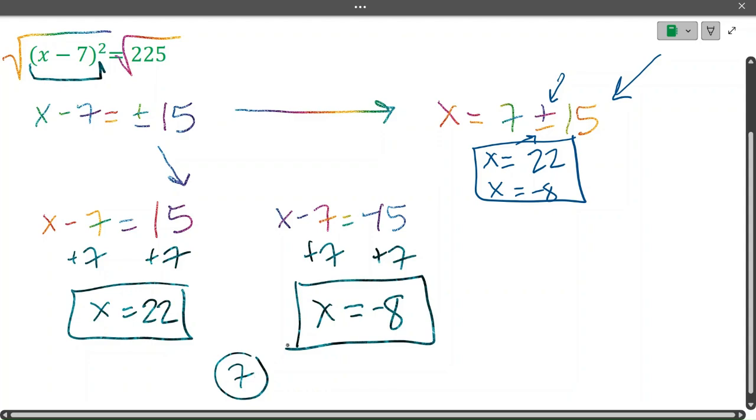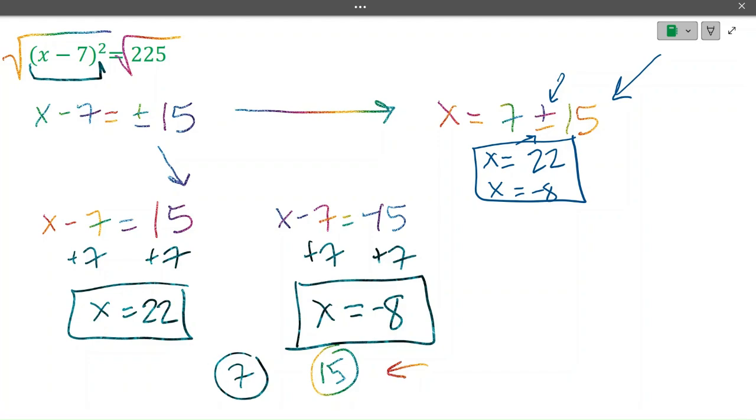To go from 7 to negative 8 is 15 units, and that's 15 units left. And to go from 7 to 22 is 15 units to the right. So if we think about this mathematically, we are exactly 15 units in both directions away from the vertex. So that's another way you can check your answer if you don't want to just plug things in. Let's try another one.